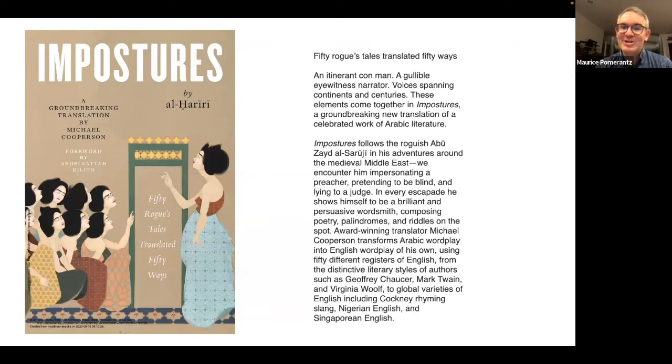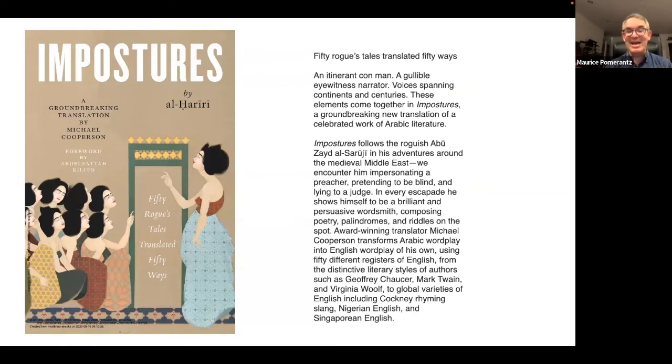Impostures follows the roguish, and I'll just read the description. It follows the roguish Abu Zayd al-Saruji, that's the trickster's name, in his adventures around the medieval Middle East. We encounter him impersonating a preacher, pretending to be blind, lying to a judge. In every escapade, he shows himself to be a brilliant and persuasive wordsmith, a player with words, who composed poetry, palindromes, words and sentences that can be read one way and the other way.